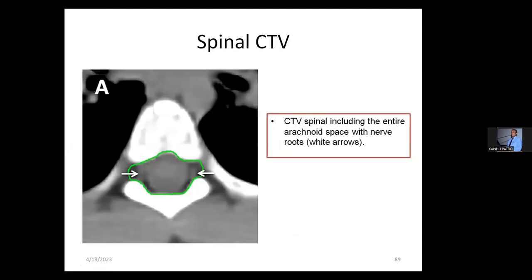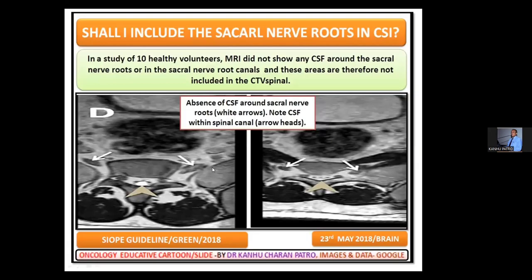So the spinal CTV is very important. For the nerve roots along the intervertebral foramen, you have to contour the intervertebral foramina. You should not contour only the spinal cord or spinal canal. Even in bone window, you have to select this area. You will see all the intervertebral foramina along the ventral and dorsal nerve roots. You have to extend the spinal canal along the lateral wall.